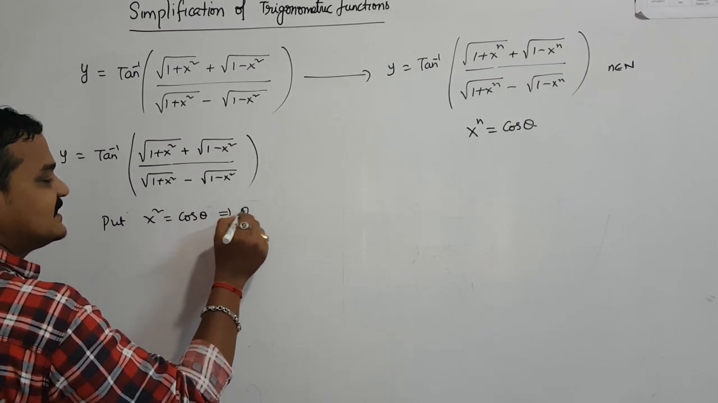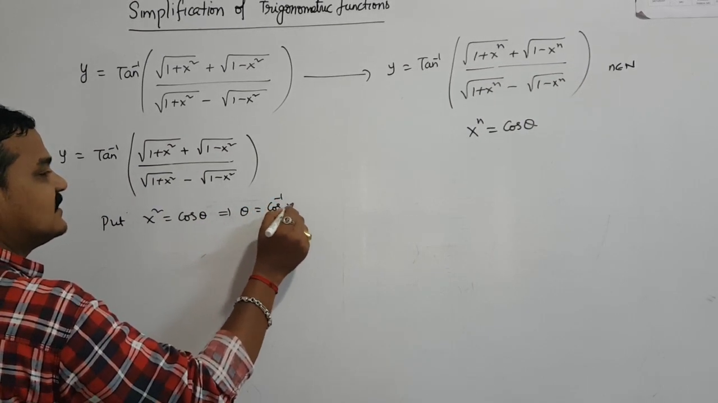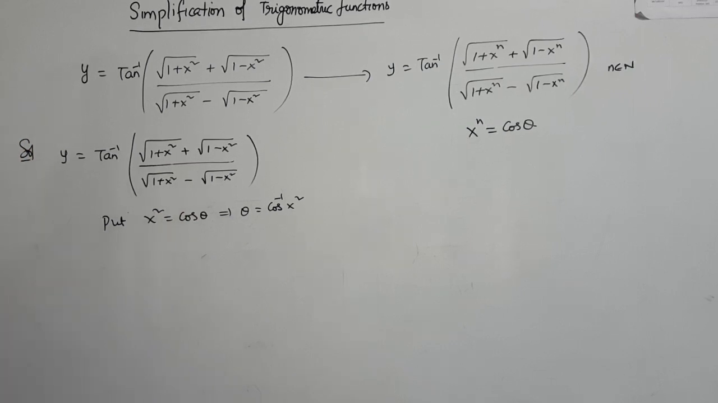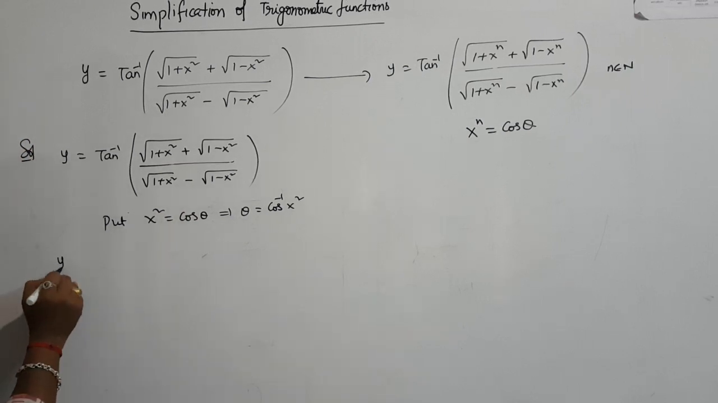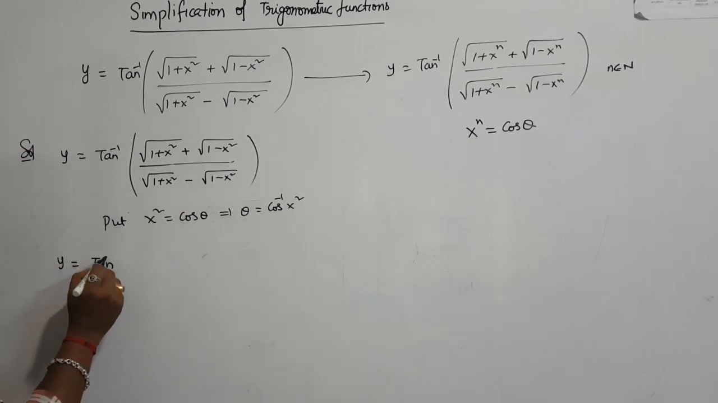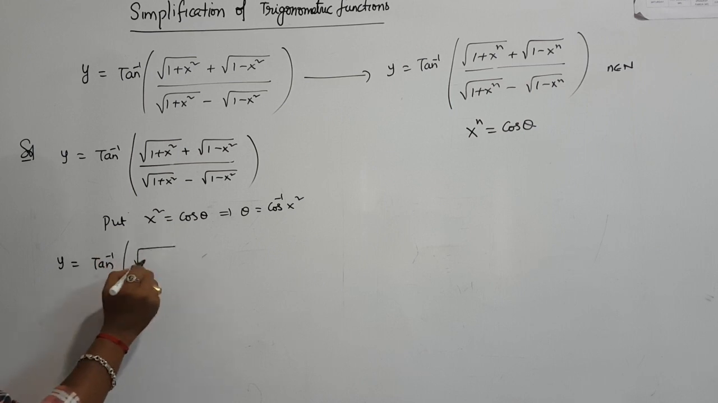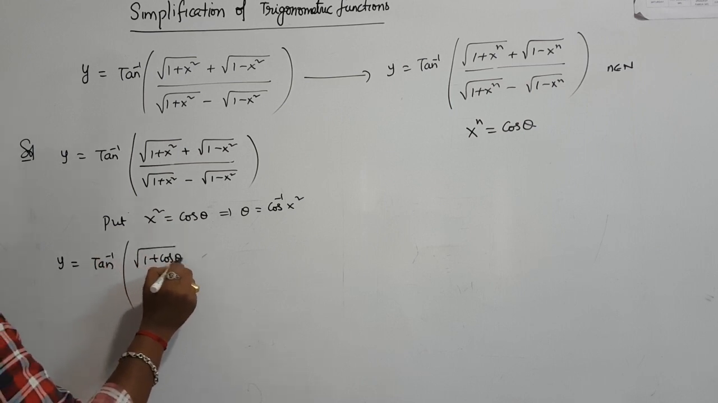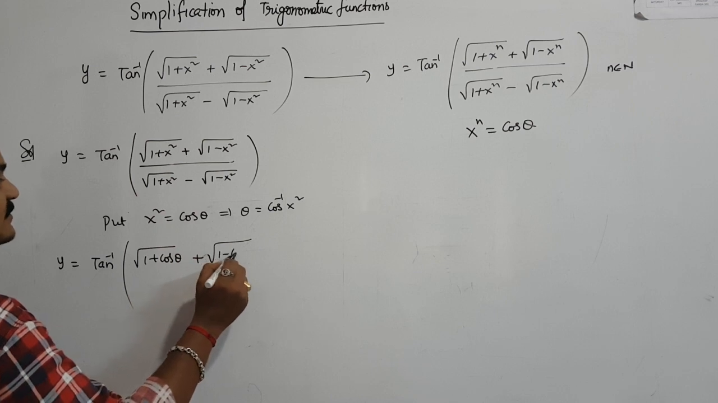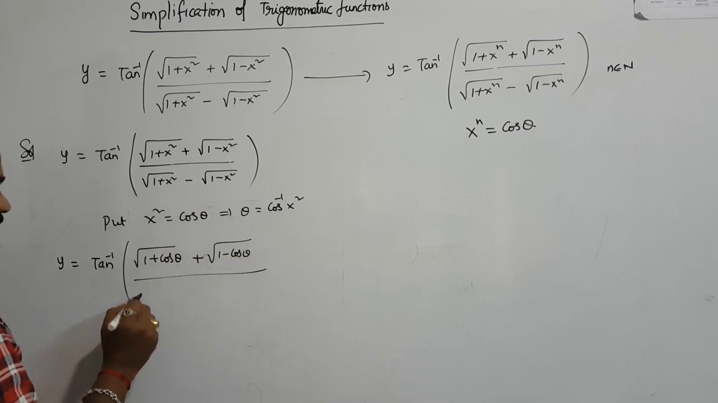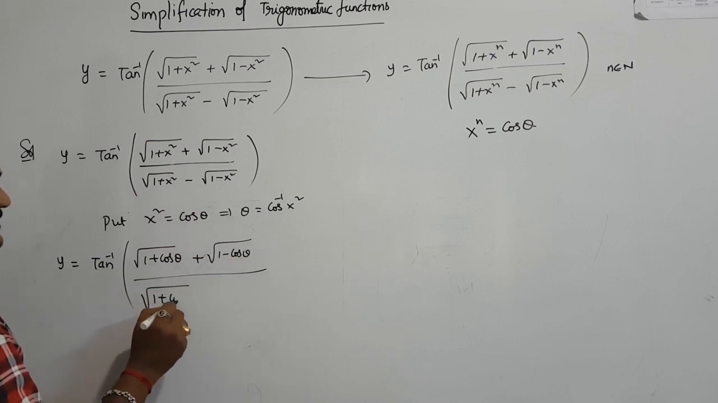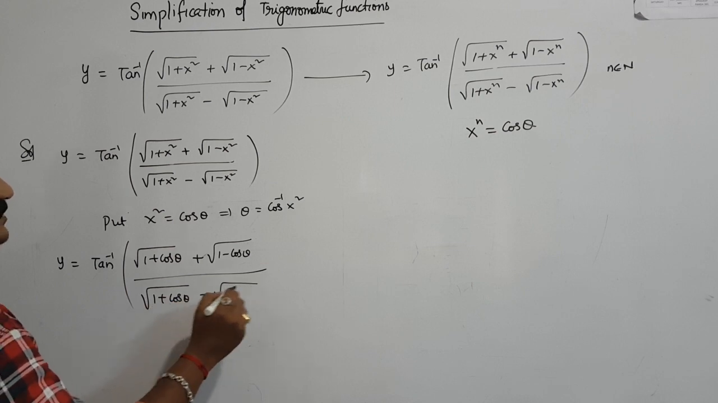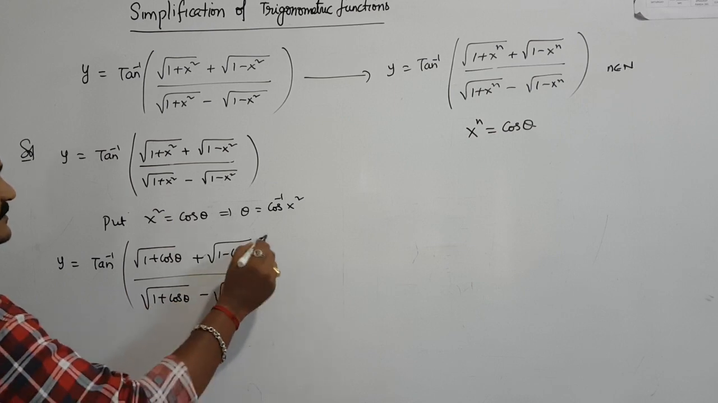So it implies theta is equal to cos inverse of x square. Theta is equal to cos inverse. Go for this substitution. y is equal to tan inverse of (root over 1 plus cos theta plus root over 1 minus cos theta) by (root over 1 plus cos theta minus root over 1 minus cos theta).